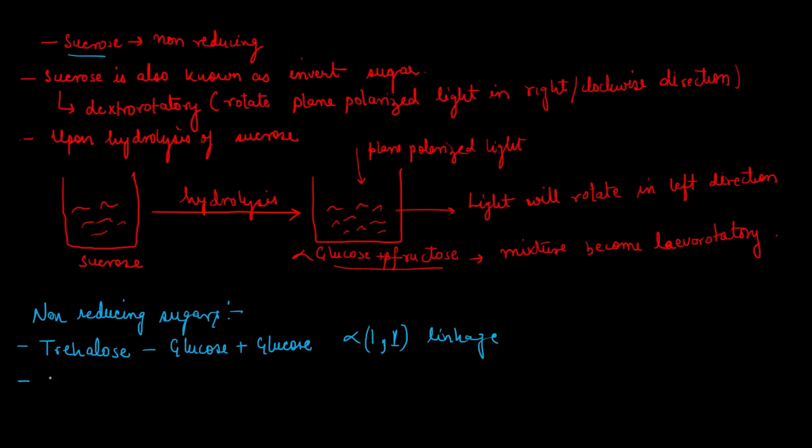The next example of a non-reducing sugar is raffinose. Raffinose is not a disaccharide, but a trisaccharide, made up of three sugar molecules: galactose plus glucose plus fructose. The bonds between them are formed in such a way that none of the carbonyl groups is free, so raffinose is also non-reducing in nature. Okay, so this is about the structure of disaccharides. We have seen the structure of monosaccharides and three major disaccharides, maltose, lactose, and sucrose, and we saw that all three have different kinds of linkages or glycosidic bonds.